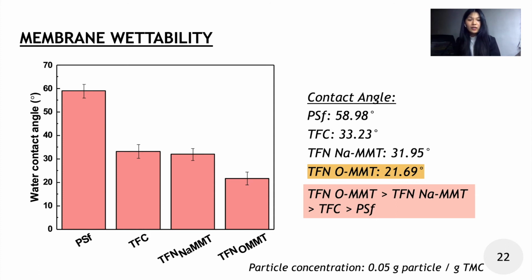decreased the contact angle of the support layer from 58.98 to 33.23 degrees. Upon the addition of the additives, it can be seen that OMMT has the lowest contact angle compared to NAMMT. This confirms that adding surfactant to NAMMT improved the hydrophilicity of the clay.